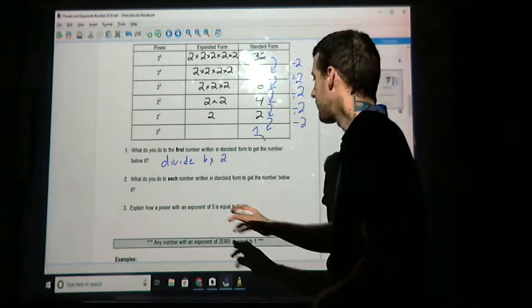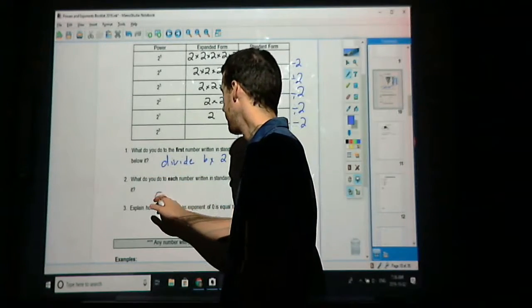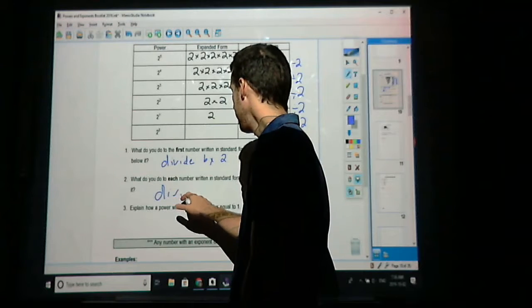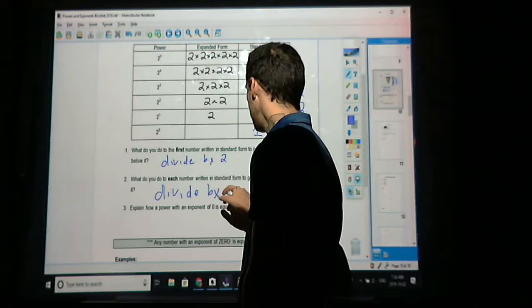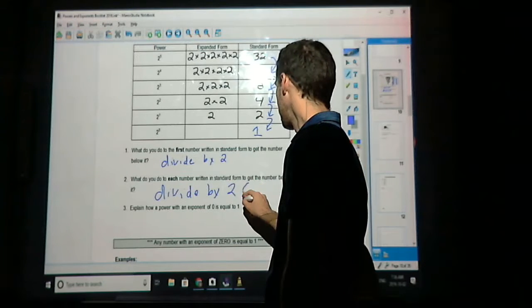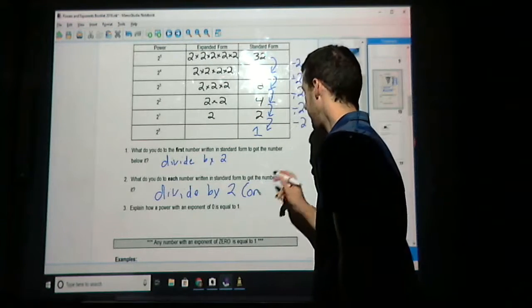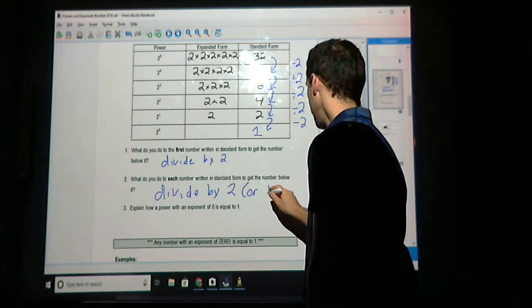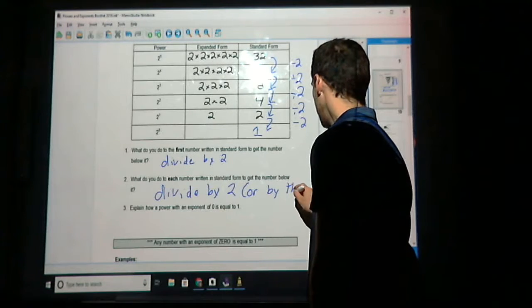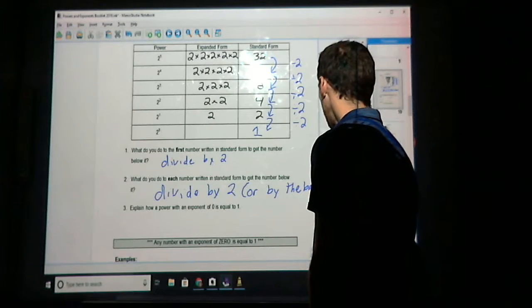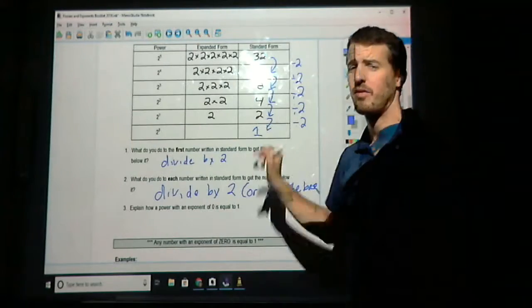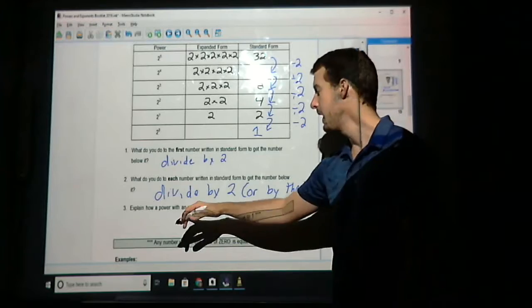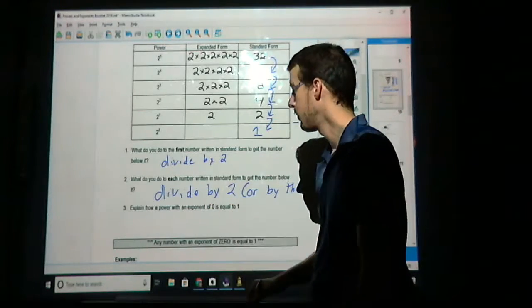All right, so here what do we do? Well, we divide by 2, or you could say by the base, because it won't always be 2. If the base is 3, you'd be dividing by 3. If the base is 4, you'd divide by 4. Okay, so explain how our power with an exponent 0 is equal to 1.